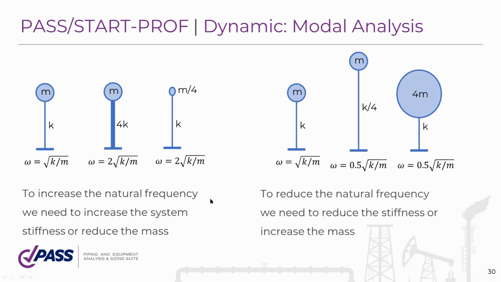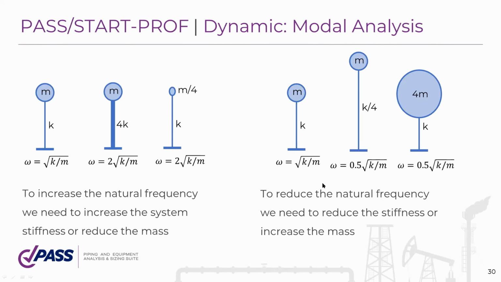Now, what should we do? How to change the natural frequency of our piping system? For example, we need to increase the frequency. If we look at this equation, you can see that we can increase the stiffness of the supports. For example, if we increase the stiffness by 4 times, we will increase the natural frequency by 2 times. And also you can reduce the mass of the system by 4 times. It will also increase the natural frequency by 2 times.